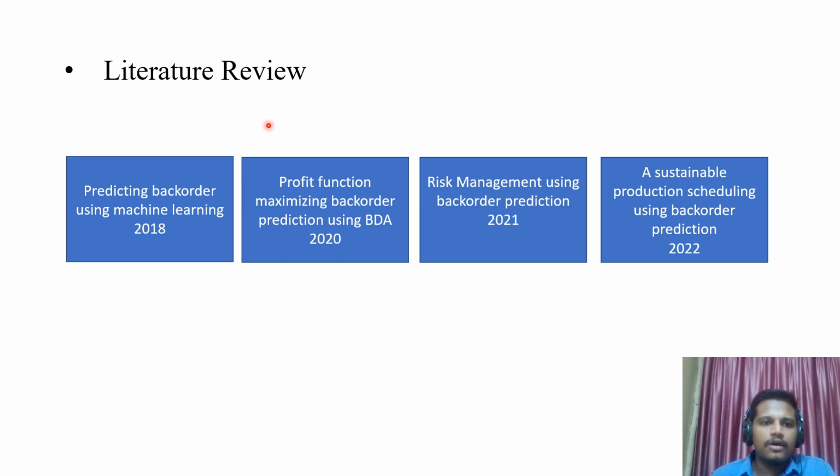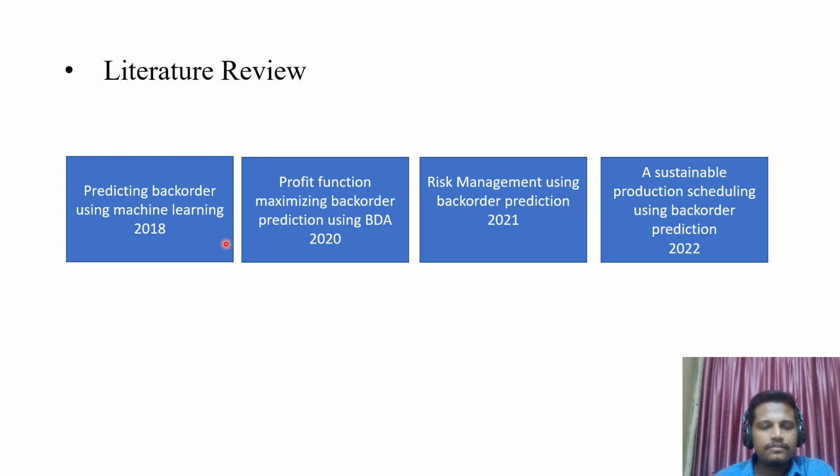Now, checking the literature review of how far this has been used until now. So there has been a backorder predictive model using machine learning in 2018, where it actually started. They used machine learning algorithms to predict the backorder.